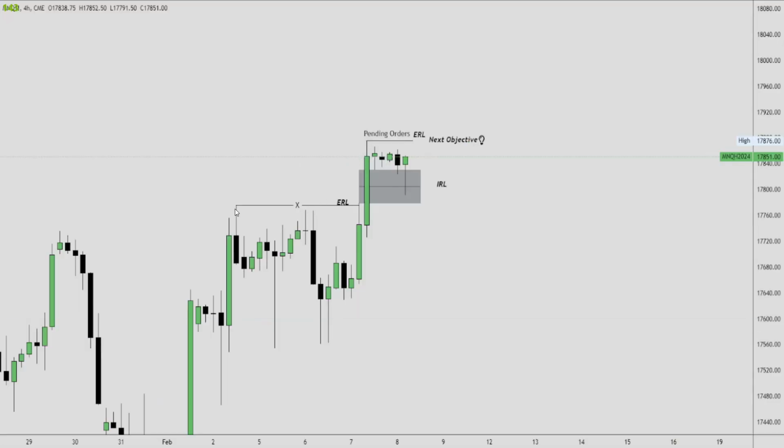So as you can see here, external range liquidity was swept, which then we came into internal range liquidity, which means our next objective was this obvious pending order, buy stops right here, being the external range liquidity, which was also near all-time highs.